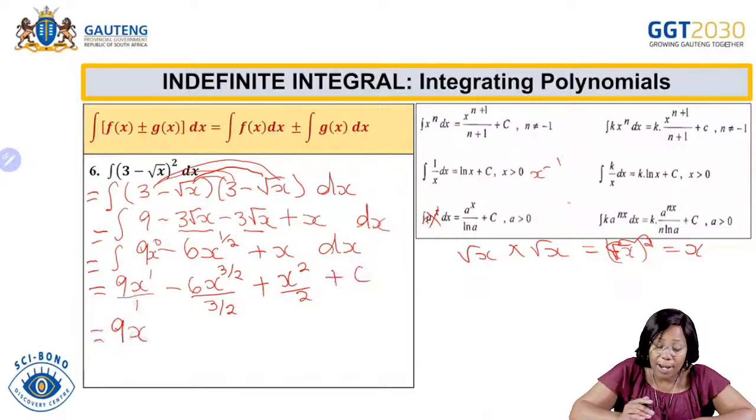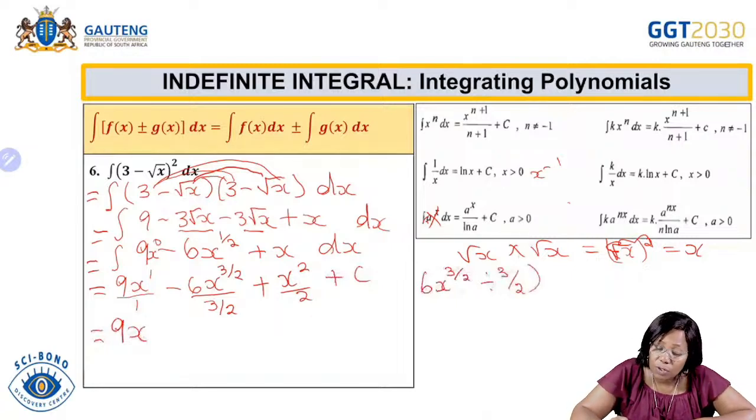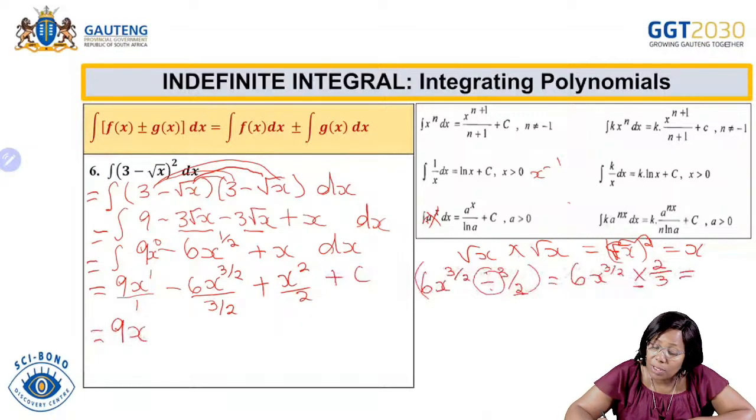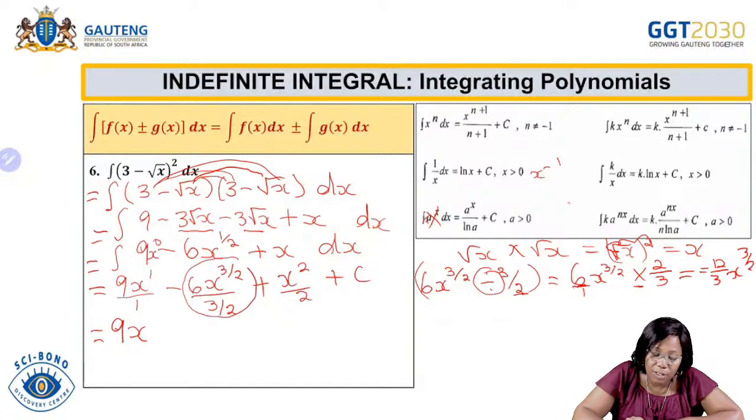And then with the second one now, look at this. We are having 6x to the power 3 over 2. And then we are dividing this by 3 over 2. Correct? So this is the same as 6x to the power 3 over 2 times 2 over 3. Because if you change the division to multiplication, you must take the reciprocal of that one. So that means now our answer will be 6 times 2, which is 12 over 1 times 3, which is 3 then. And then x to the power 3 over 2. So that is the simplified part of this expression there.